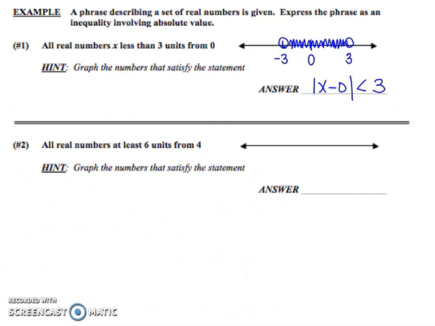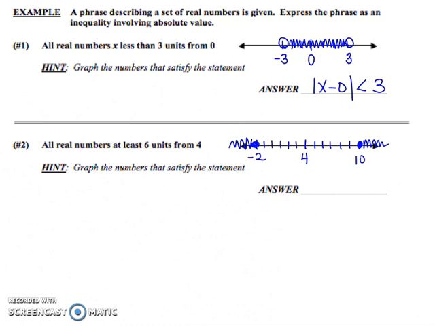All right, one more. All real numbers at least 6 units from 4. So that tells us, for our picture, 4 is our center, and if we're 6 units away from 4, we could be, let's see, 5, 6, 7, 8, 9, 10. We could be at 10, or 3, 2, 1, 0, -1, -2. We could be there, because if we're at least 6 units from 4, then we're at least at 10 or at -2, but we could be greater than 10 and we could be less than -2.